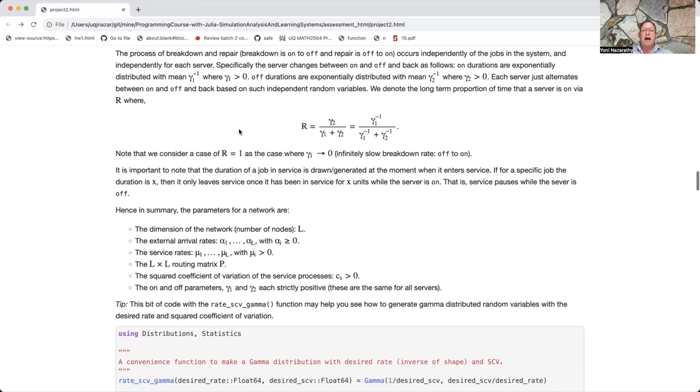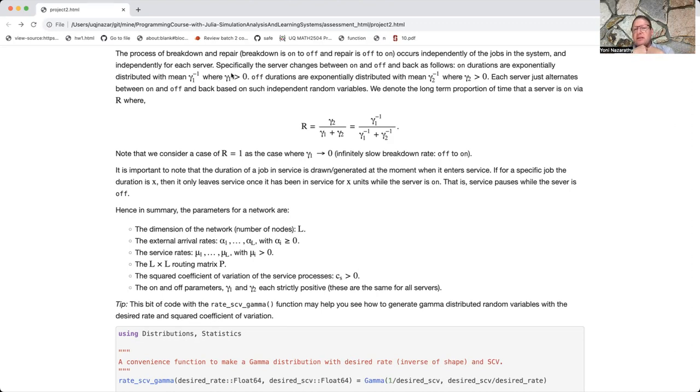Okay, so how do breakdown and repair work? You have these two parameters. They're not per server, they're for the whole system, just to simplify things. They're gamma 1 and gamma 2. So the system moves between being in an off state, on state, off state, on state. Ideally, on states would be much longer than off states, right? We don't want it to be broken down too much. Off durations are exponentially distributed with this mean, and on durations are exponentially distributed with this mean, and the inverses of those means we call rates.